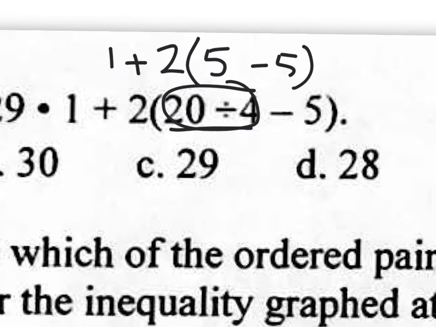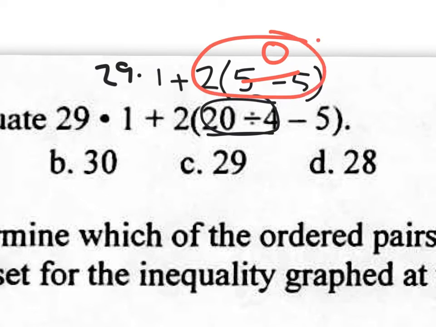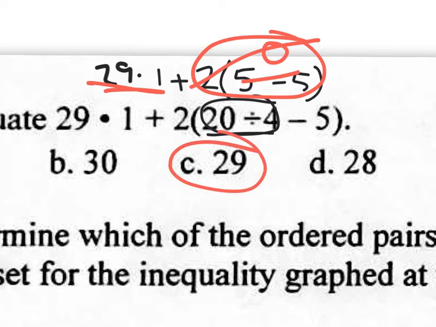Let's see what else we have. Let me zoom out a little. Times 29 at the very front. So if you continue with the parentheses, 5 take away 5 is 0. So think about this. This is really just 0. And then you have 2 times 0, which is 0. So you really have the simple problem 29 times 1 plus 0. So that's just 29.